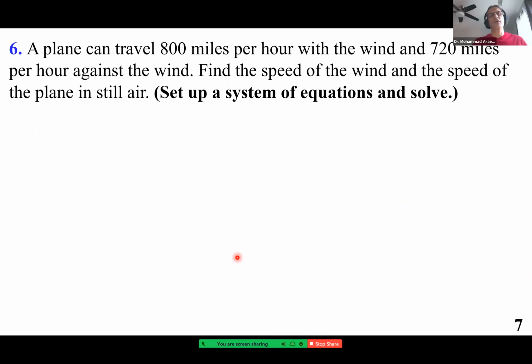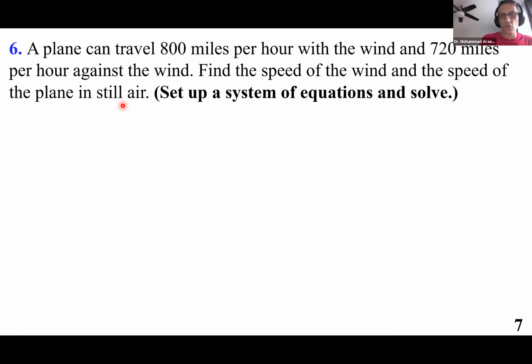A plane can travel 800 miles per hour with the wind and 720 miles per hour against it. We want to find the speed of the wind as well as the speed of the plane in still air. In general, when we go in the same direction as the wind or the current, if we are in the water, the speed of the wind or the current will help us in the same direction and will be added to our speed.